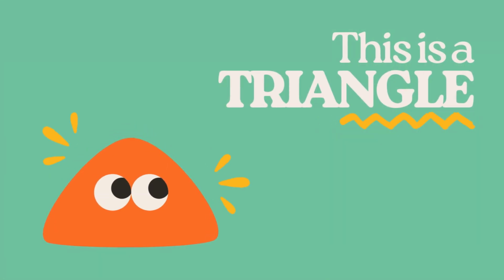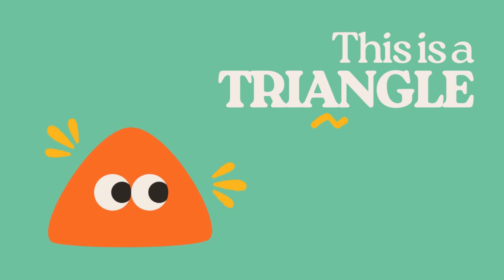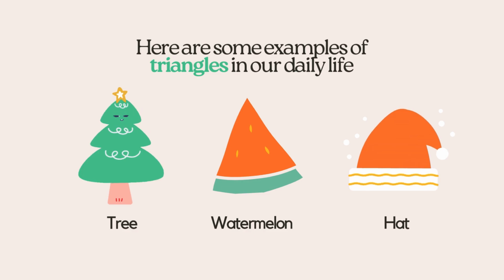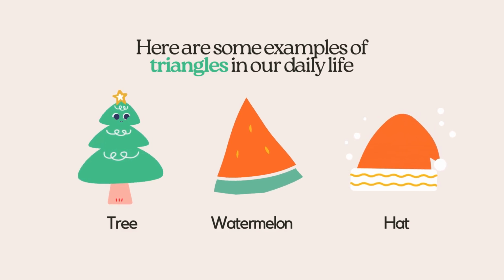This is triangle. Triangles have 3 straight sides and 3 corners. Here are some examples of triangles in our daily lives. Tree, watermelon, hat.